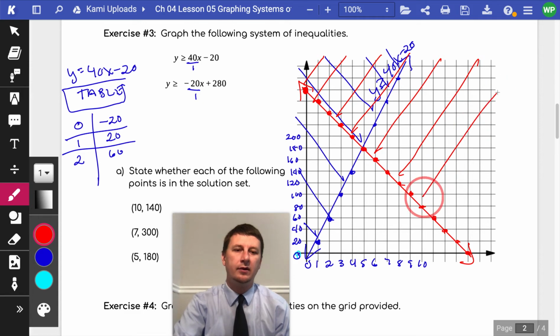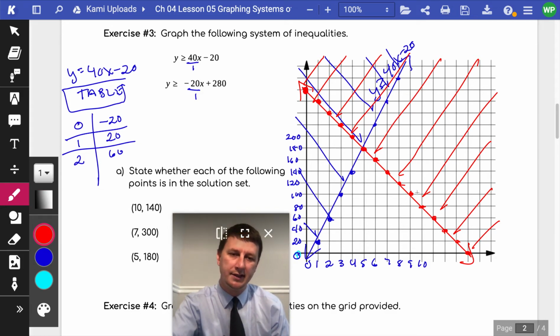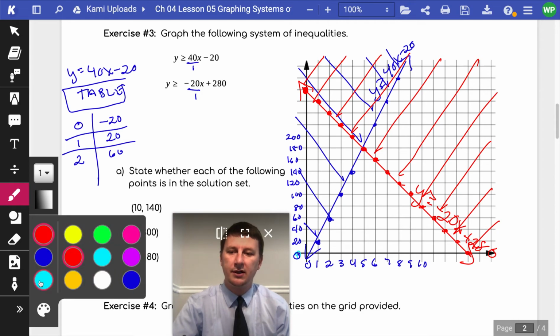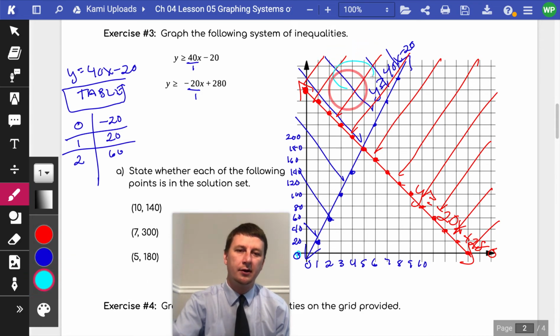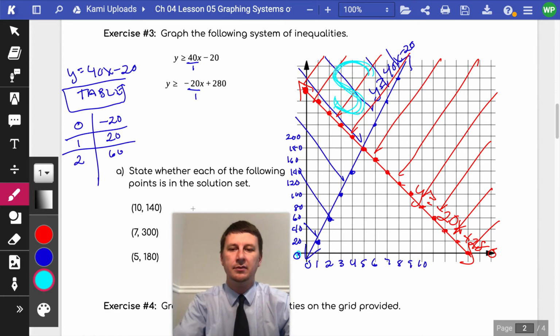Now that we have all of our points shaded, we need to mark our solution set and label this inequality. So I'll go ahead and label this inequality first. Y is greater than or equal to negative 20x plus 280. And then mark that solution set with a huge letter S, because anything in both shaded areas is part of the solution set of the system of inequalities.